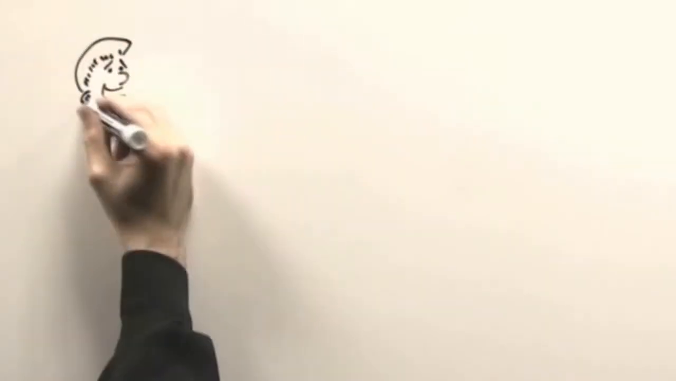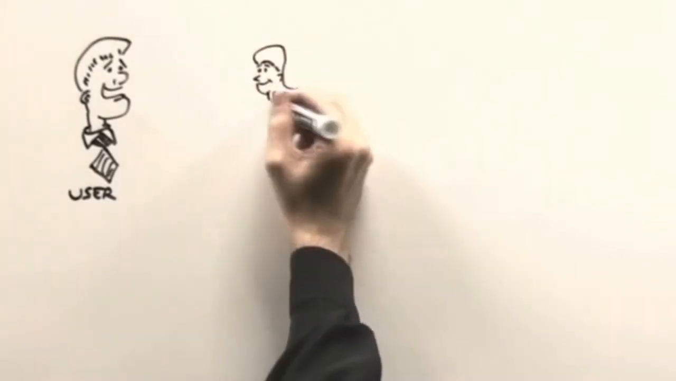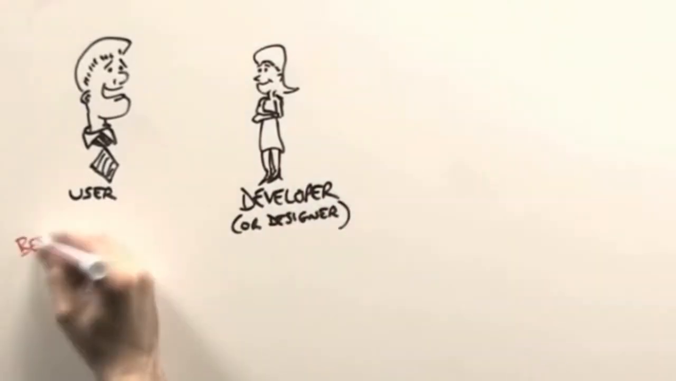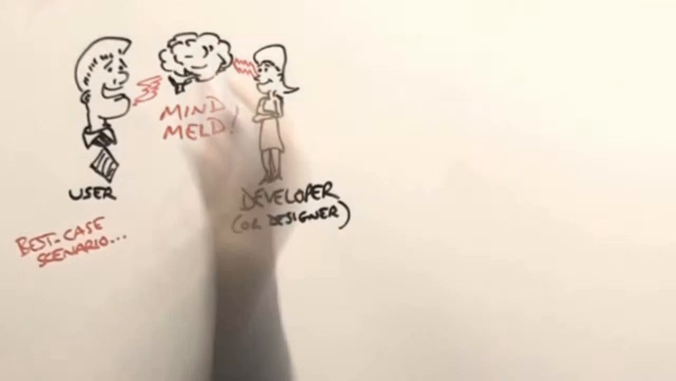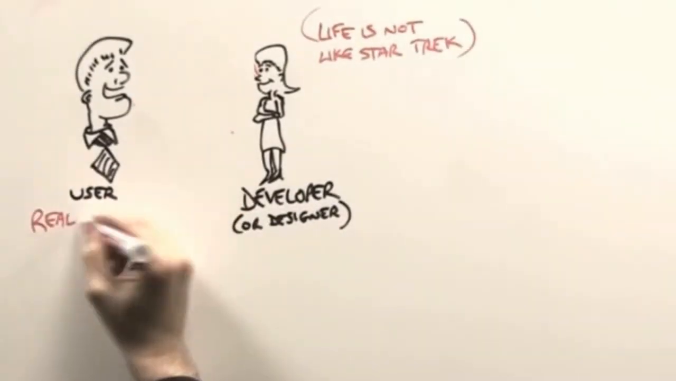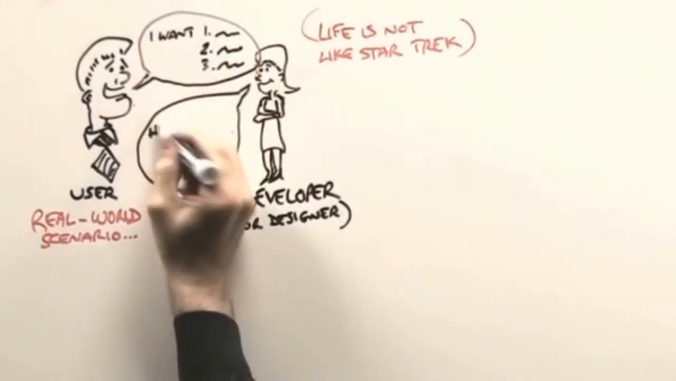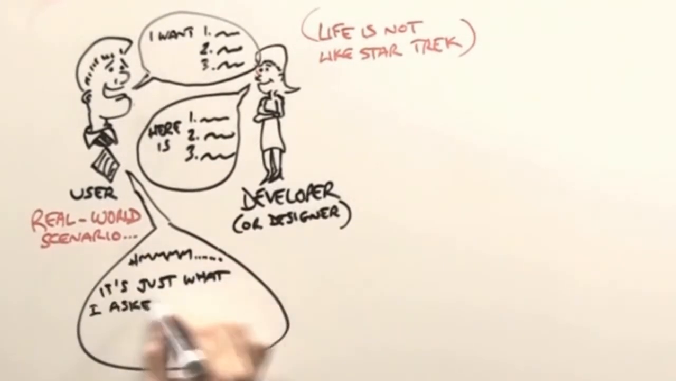Again, you start with a user with a business problem that can be solved with workflow who goes to a developer for help with addressing this. In the best of all possible worlds, you'd be able to get the user and the developer to mind meld. But life is not like Star Trek, and mind melds aren't real. In the real world, users ask for requirements and developers try to build to them. And even when they're good at it, on the first try, what we ask for isn't always what we want.